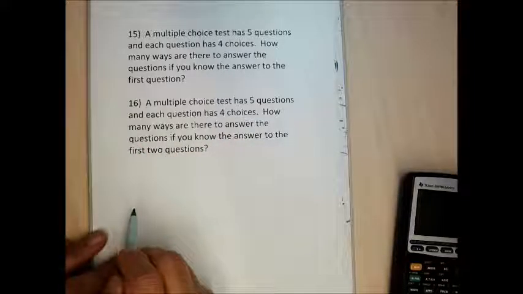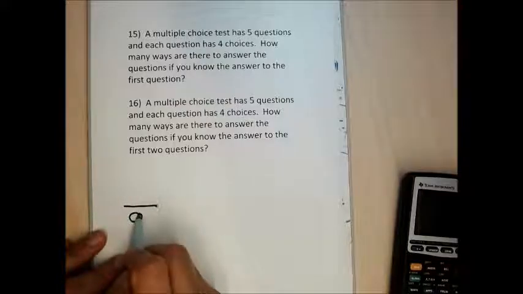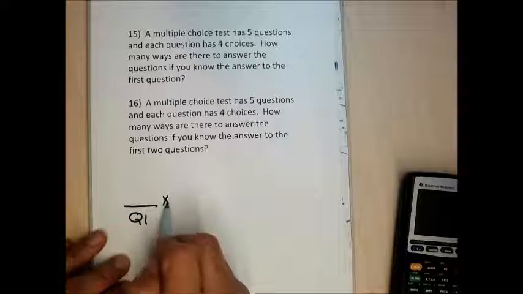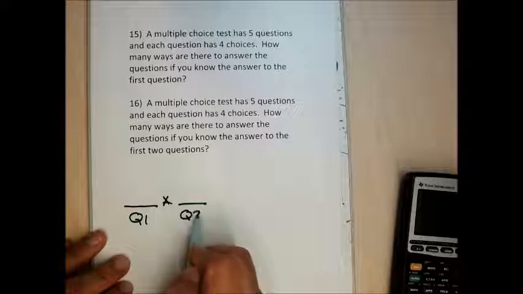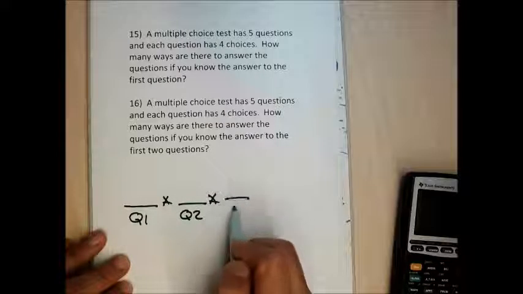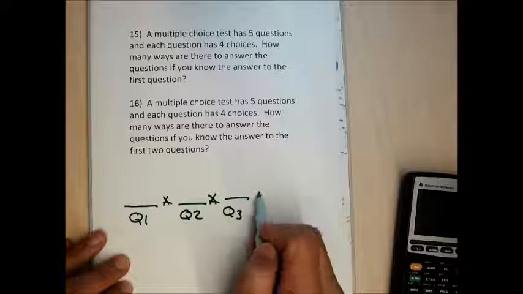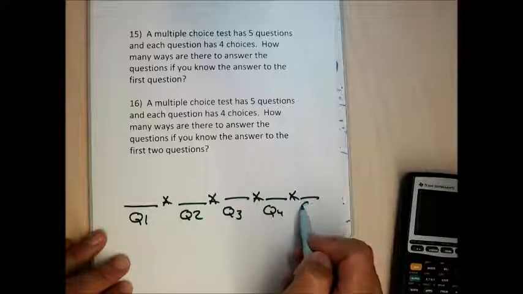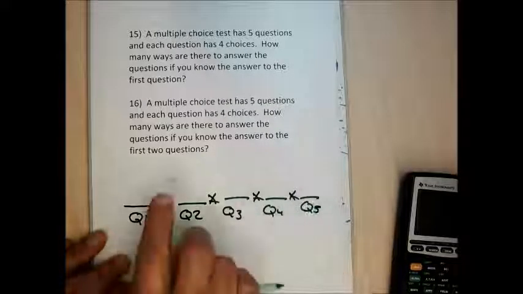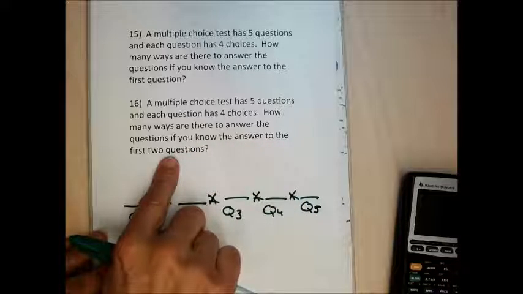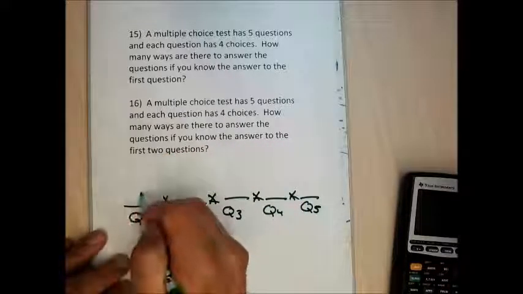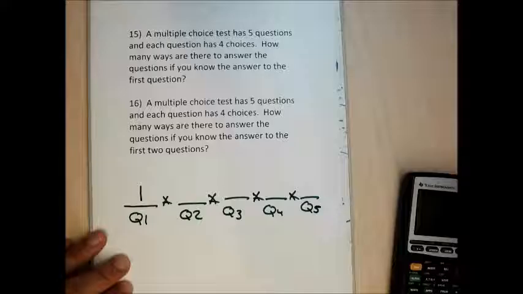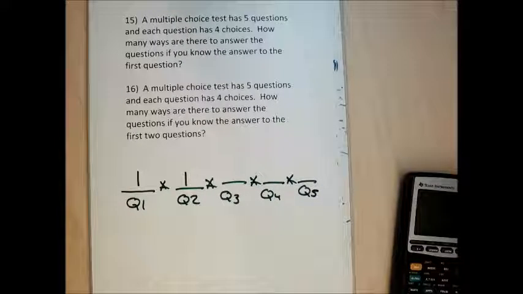So let me do this. There's question 1 I need to make an answer to. Question 2 I need to make an answer to. And all the way through question 5. So there's 5 questions on this multiple choice test that I need to answer. And I know the answer to the first 2 questions. So there's only one choice that I'm going to choose for the first one. It's the right choice. There's only one choice for the second question that I'm going to pick. I'm going to know those answers.